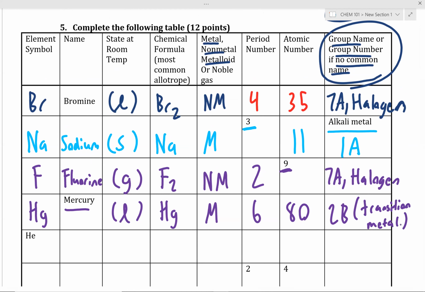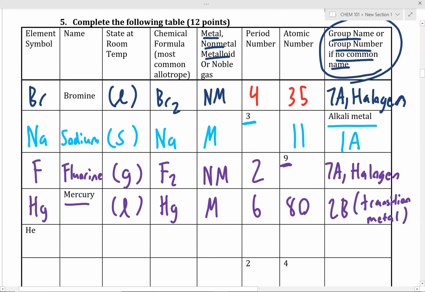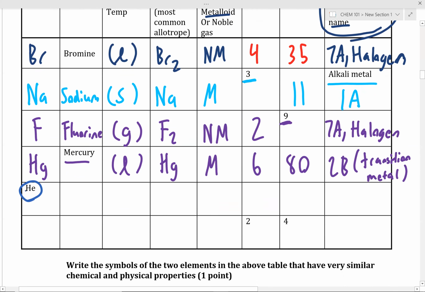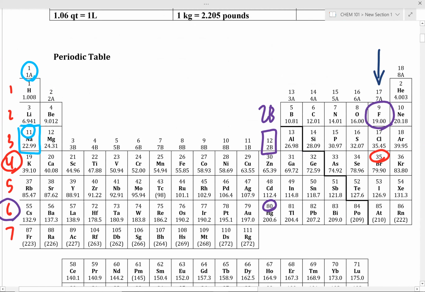Okay, let's switch colors once again and keep going through this. So now He, what's the name of He? Helium, yep. Before we talk about the formulas and physical states, let's go to the periodic table right now and find helium. So we found He, helium. What group? Noble gas. 8As are our noble gases.